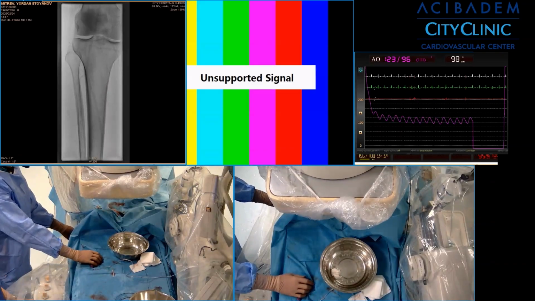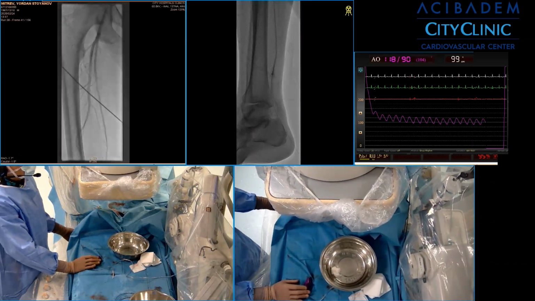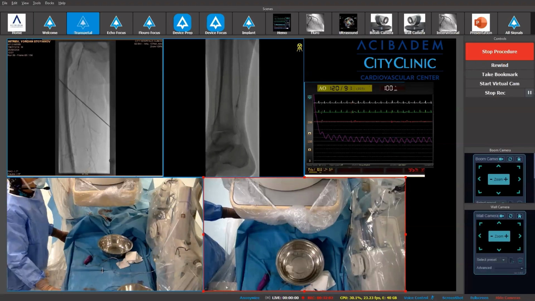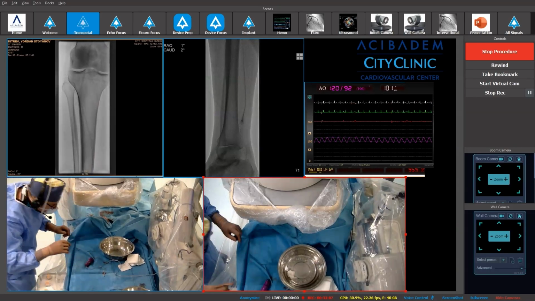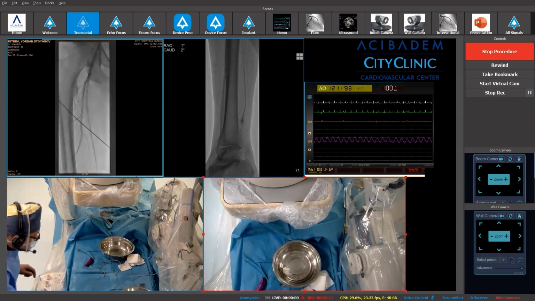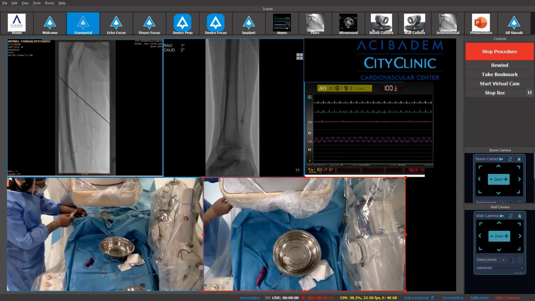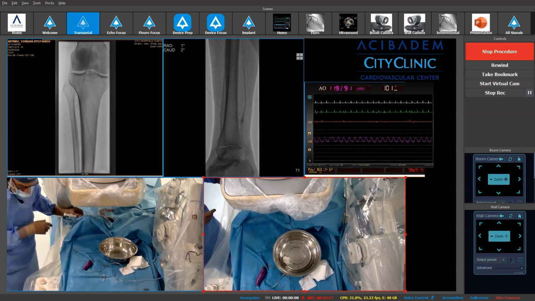Okay, excellent. We are now going to concentrate on the foot level, and we are going to make a small trick. We are going to make an aspiration from the sheath, from the posterior tibial sheath, in order to create flow.